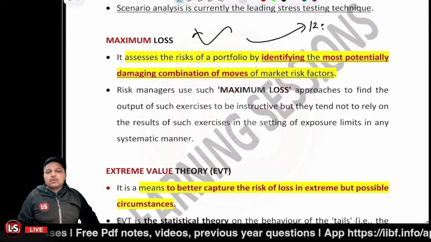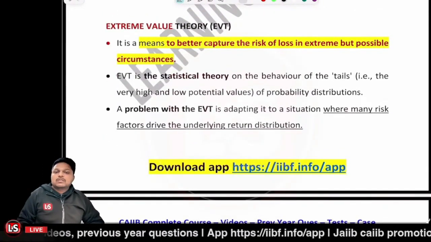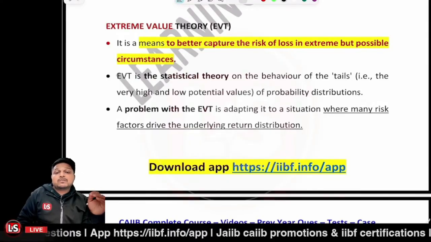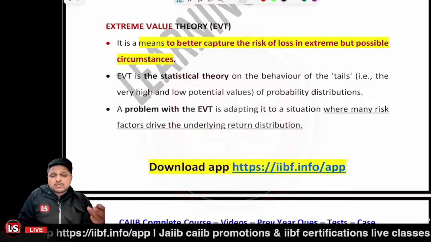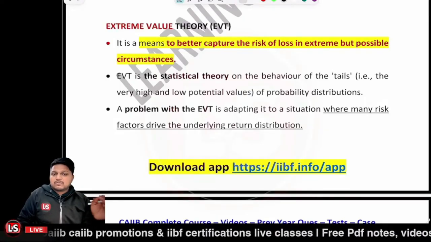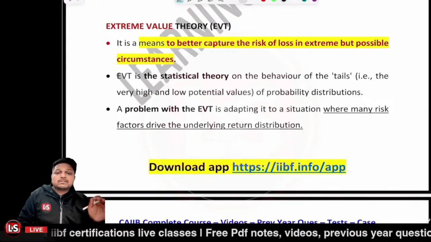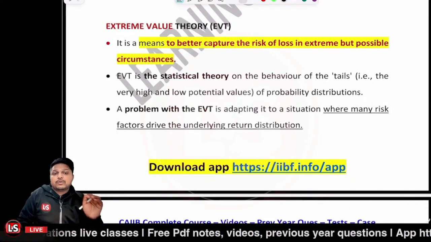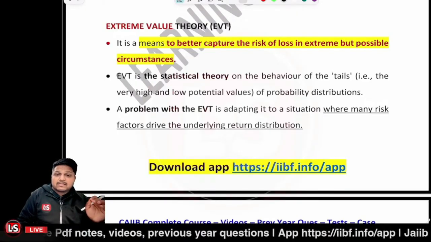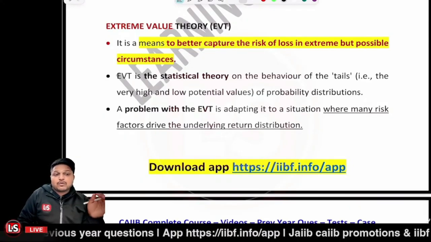And after that, it's related to the EVT, that is the extreme value theory. It means that it's better to capture the risk of loss in extreme but possible circumstances. Because in case of the maximum loss, we were even covering situations which are not practical, not possible circumstances. But in case of EVT, we are going to cover the risk of loss for possible circumstances. And it's a statistical theory. We are going to look at the behavior of the tails, right? Like very high or very low potential values of the probability distributions we are going to look for.